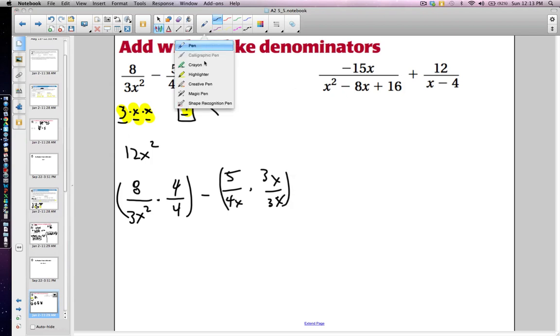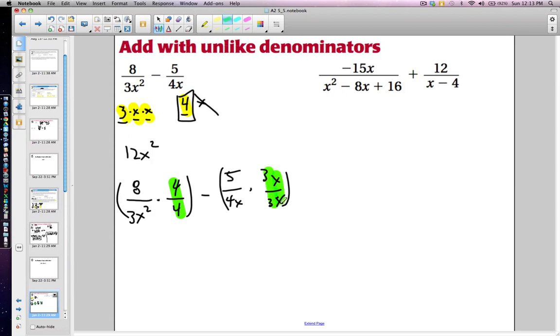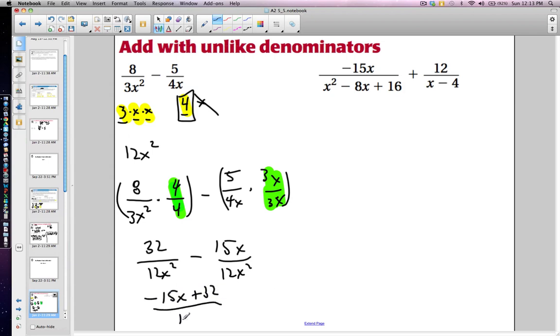Remember again, these fractions that I'm multiplying by, they equal 1. They have the same numerator and denominator. That's the only reason I can do this. Okay, 4 times 8 is 32, and this is 12x squared. We knew that was going to happen. Minus 15x over 12x squared. So this will be negative 15x plus 32 over 12x squared.